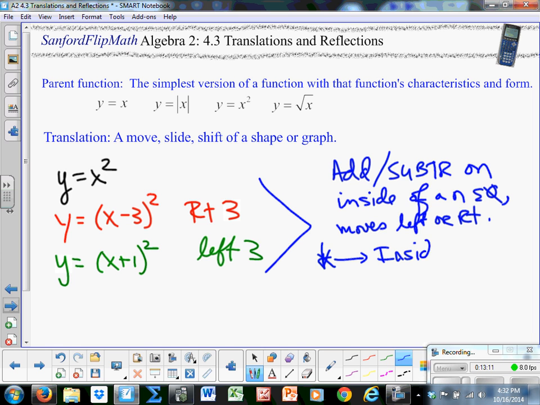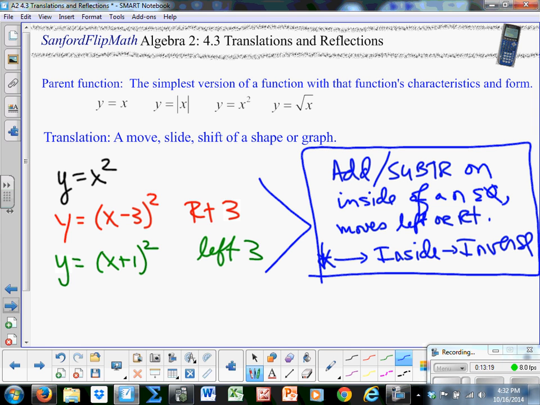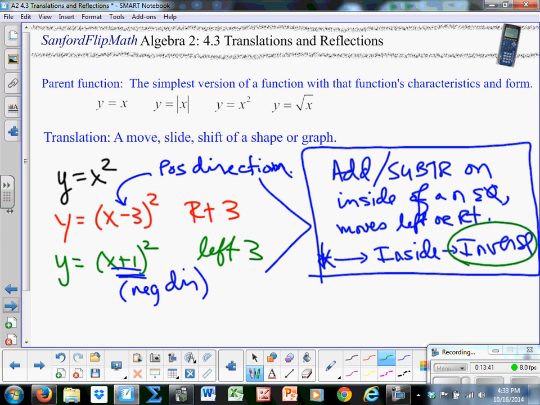But on the inside, you have to do the inverse. So if you see plus something on the inside, it really goes in the negative direction. If you see minus something on the inside, it really goes in the positive direction. Now, I know some of you are going to want to say opposite, and that's okay, but I'd rather you say inverse. The reason is that the next part of this that we do is going to be about multiplication and division, and it's not going to be opposite, it's going to be inverse. The inverse of multiplication is division, the inverse of division is multiplication, and the rules still apply.